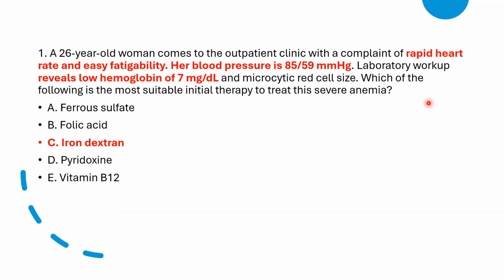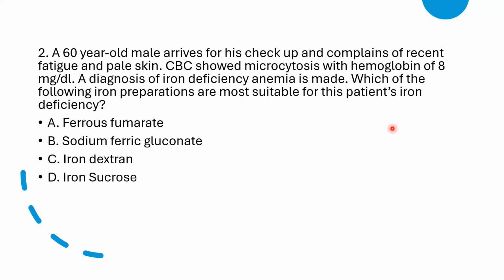Okay, so if you can see here, rapid heart rate, the blood pressure is 85 over 59, that's super low. Hemoglobin is 7, that's super low. So this is severe what? Yeah, severe iron deficiency. So that's why we go with the IV. Even they tell you in the question, severe, this is severe anemia.